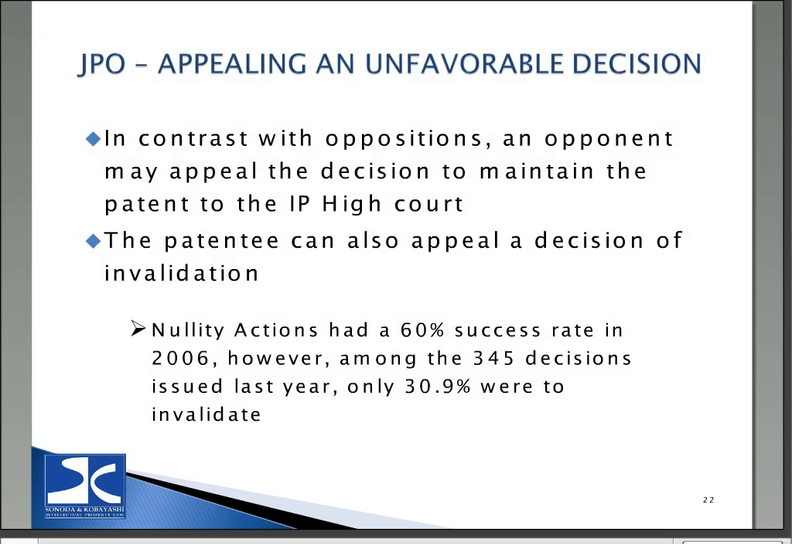And once a decision by the board of the JPO is given, either party can appeal an unfavorable decision. In opposition, only the patentee can file an appeal to the IP High Court, but in nullity actions, either party, if dissatisfied with the decision, can file an appeal to the IP High Court.